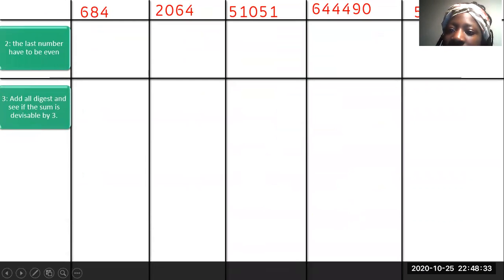So let's apply these. Let's move this down here for a second. First, for 2, we have to look at our last digits. We have 4, 4, 1, 0, and 8. Everything is divisible by 2 except the one ending in 1, so the answer is yes for those, and no for that one.